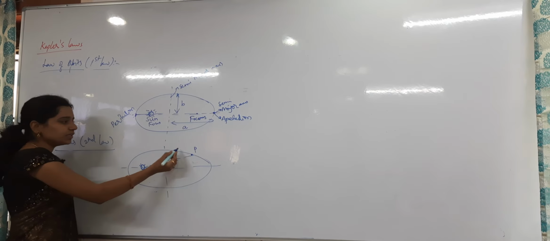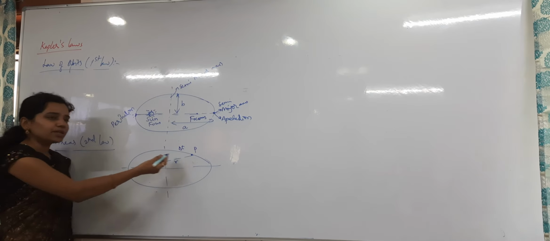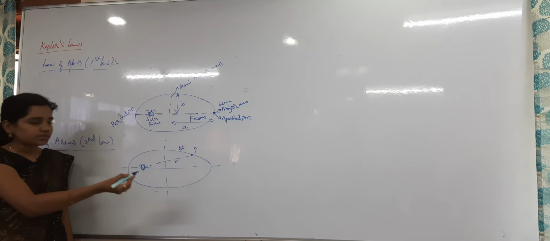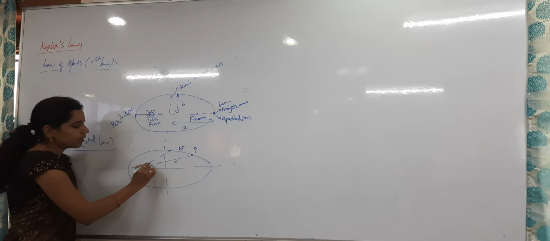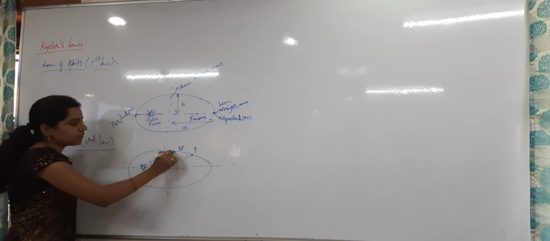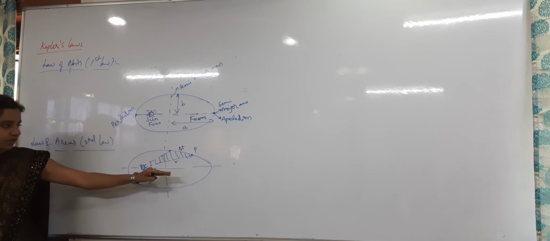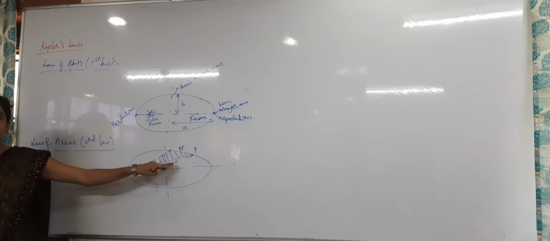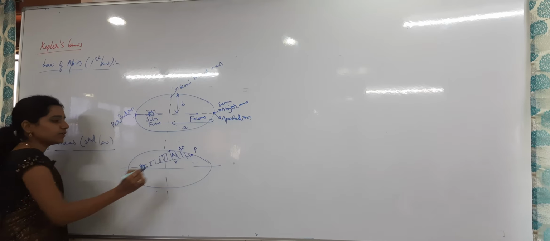Now in a time delta t, this planet will be revolving, right? It displaces, for example, from here to here. Here to here, it is sweeping this much of area. It is covering this much of area in delta t time. The radius vector is covering this much of area. Let me take the area as A1 here.